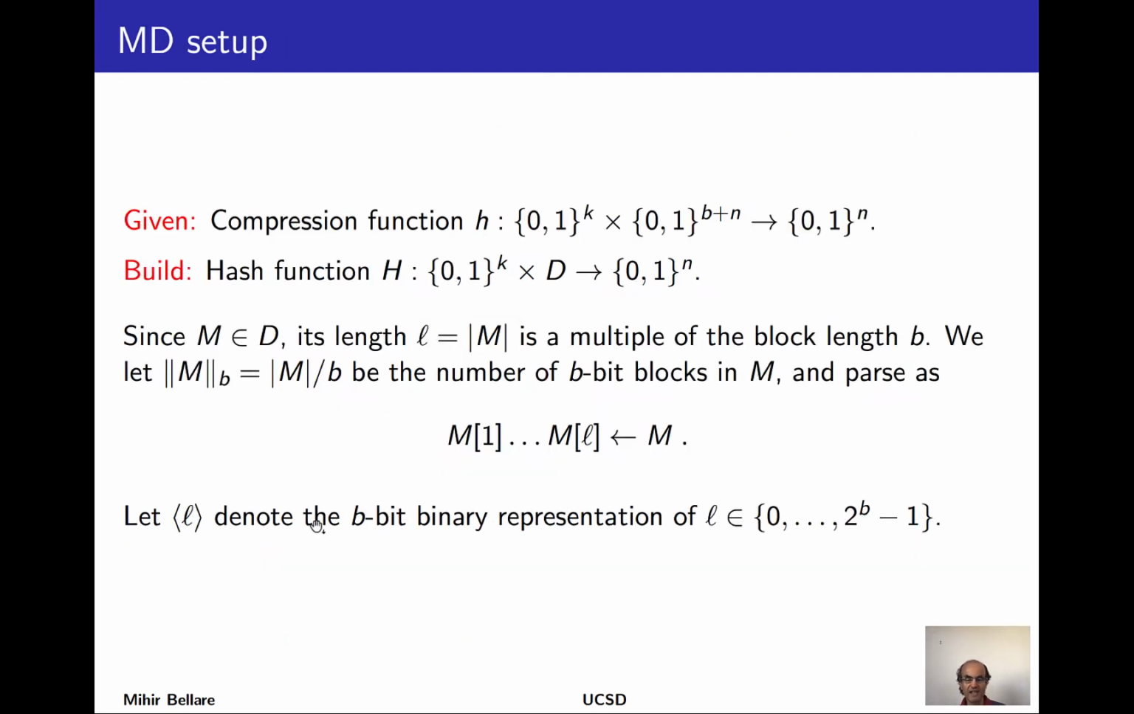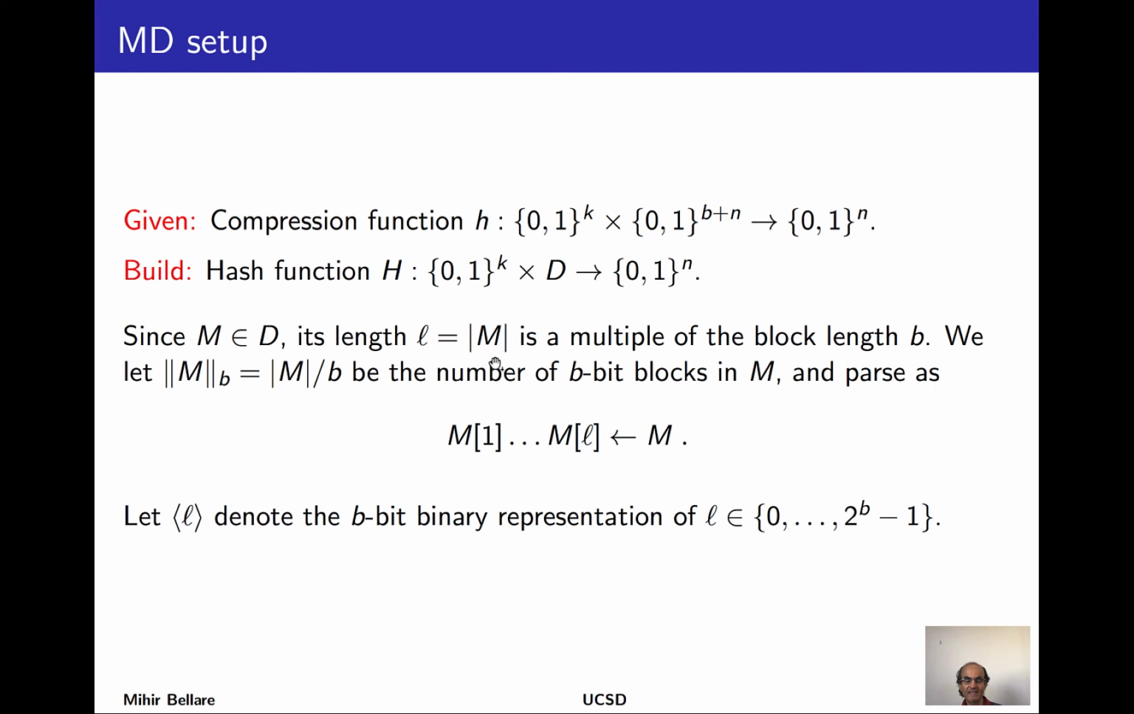So let's describe this transform and also prove this theorem. Again, we start with our compression function whose parameters look like this. We want to build a hash function where D is the set of all strings with 2 to the b minus 1 or less blocks. Now, some notation. We're going to take messages which belong to this set D.